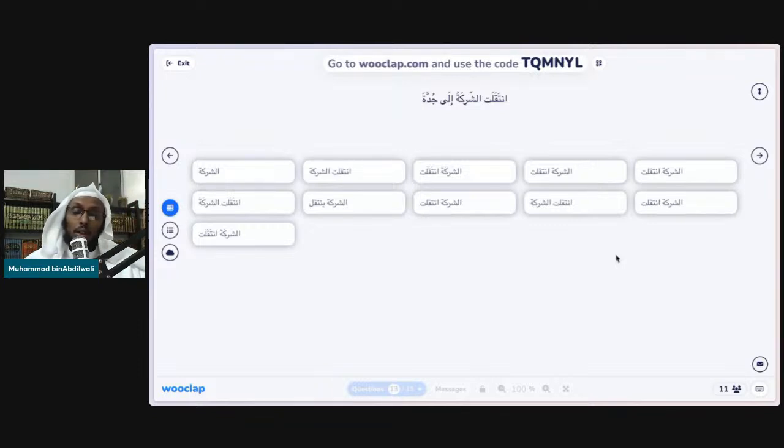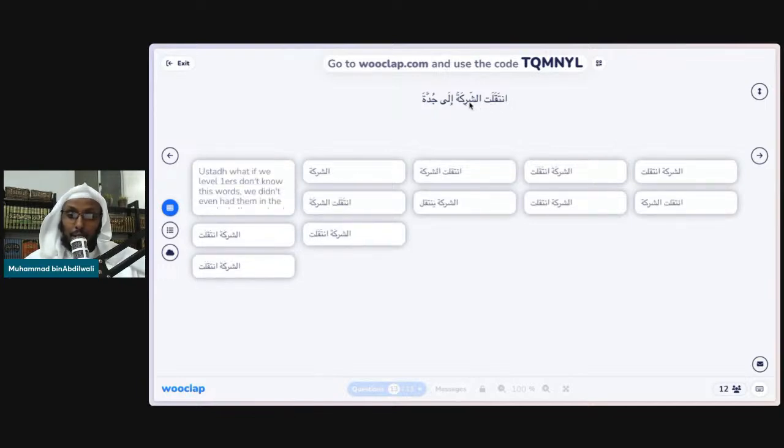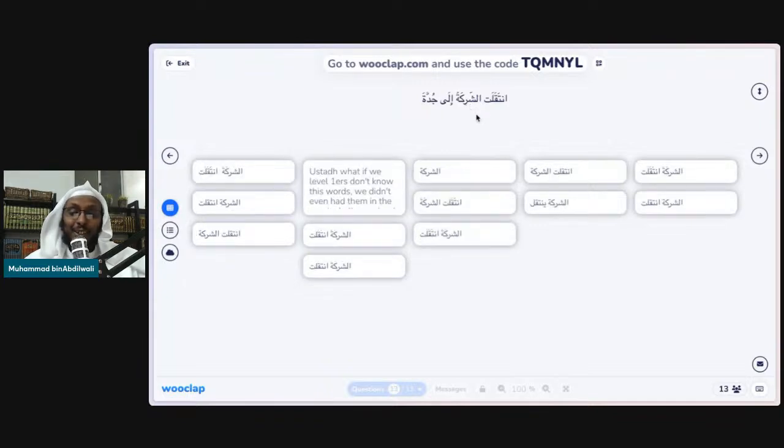The company has moved, right? Otherwise, and this is why sometimes people struggle with Arabic, especially English speakers, they look at this sentence and they're like, it moved the company, right? That's how some people think, because they're used to translating things word for word.